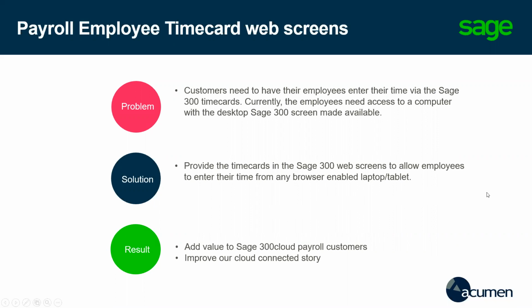Again, the payroll time card is now on the web, so you can give the employee a tablet. They can launch it from their phone. They can do it anywhere they have internet. Log in, enter their time on the timesheet. You can expose just that one screen if you'd like to, and it really allows the payroll customers to have a lot of added value, and again, improves the cloud or the web screens.